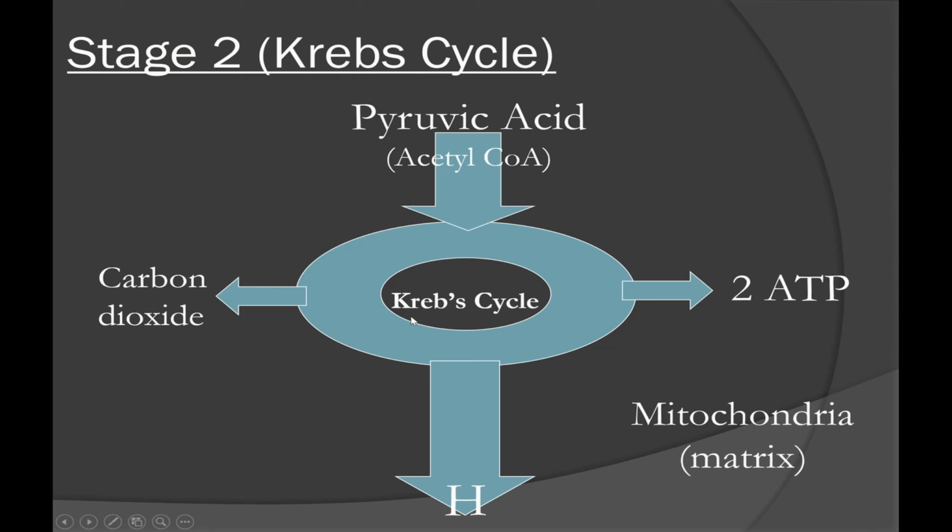The other point that we need to be aware of is that now this is happening in the mitochondria where all aerobic respiration takes place, and a specific part of the mitochondria which is known as the mitochondrial matrix. Okay? Now, as you can see from the diagram, we're also producing some hydrogen, and this allows us then to pass on to stage 3, where we can produce a lot more ATP in the third stage, which is known as the electron transport chain.